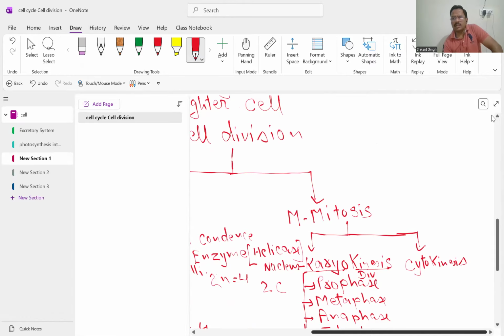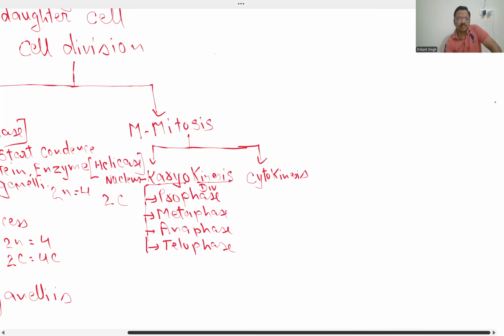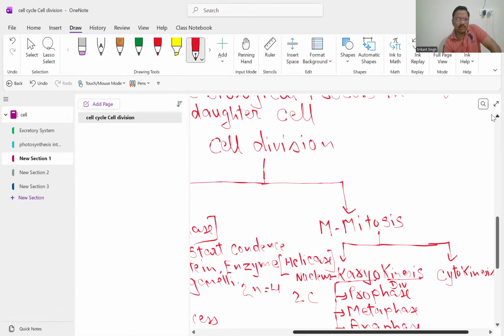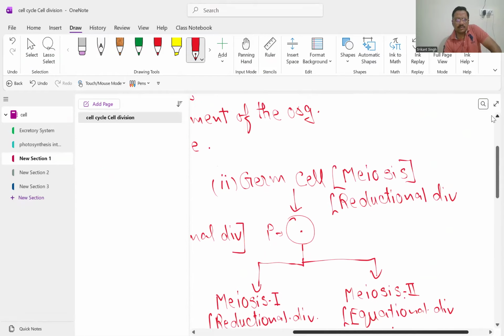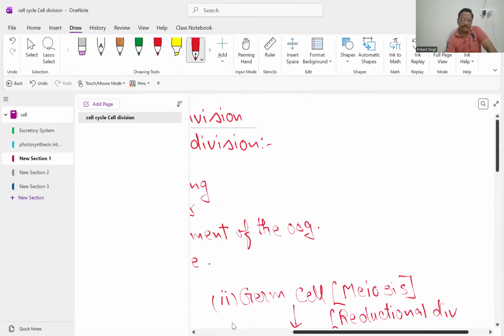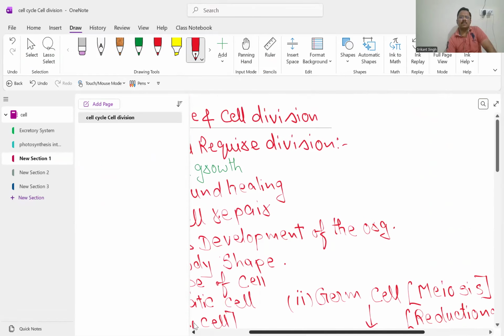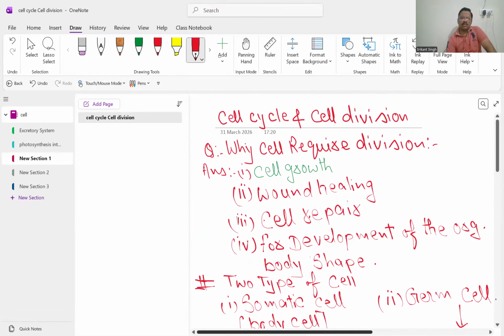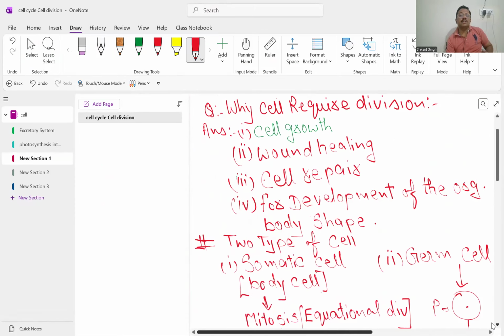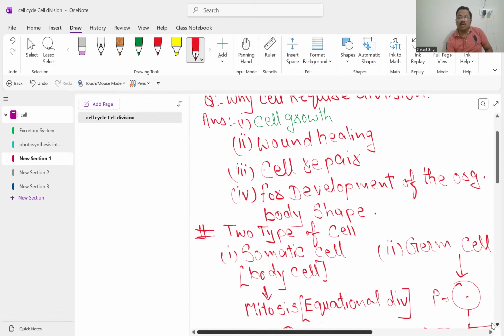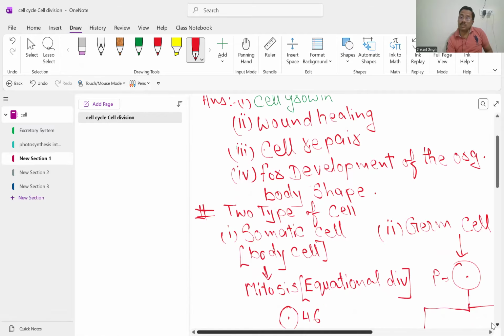Now, why do cells require division? For cell growth, wound healing, and cell repairing, cell division is required. For development of the organism's body shape, cell division is also required.